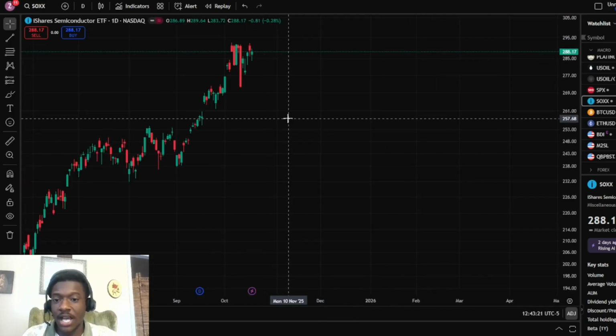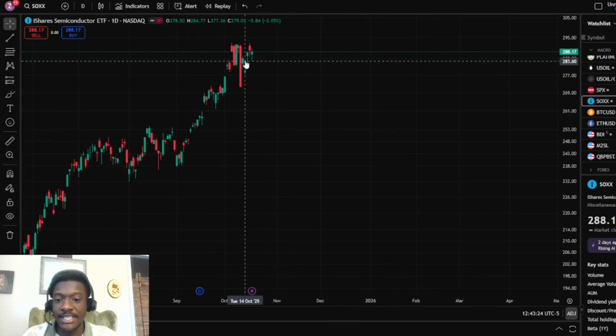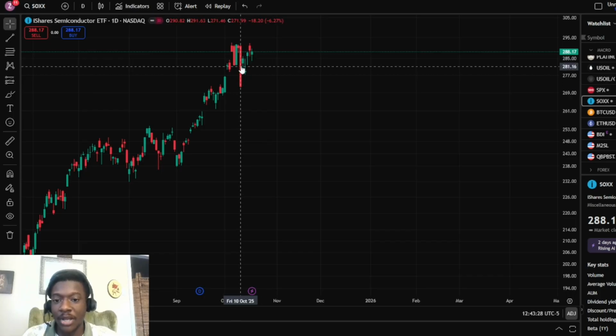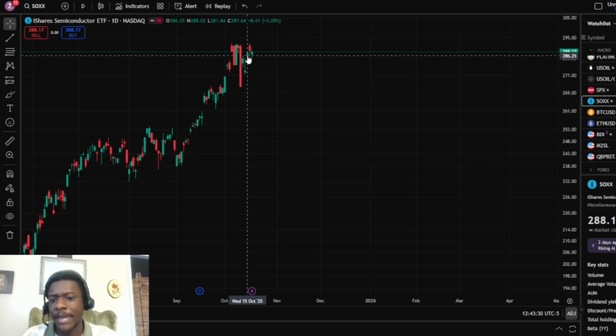SOX, which is the semiconductors ETF, same thing. Big downwards candlestick last week, and then a bunch of small green candlesticks, but they end up gapping up higher.